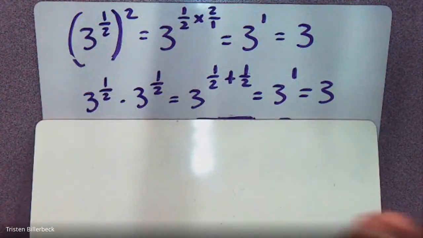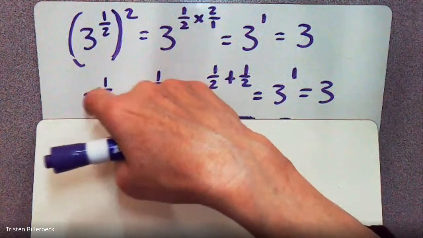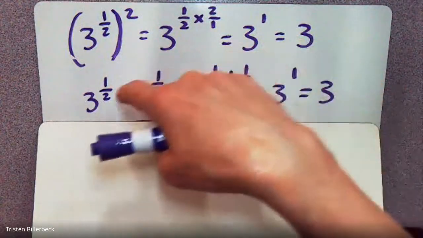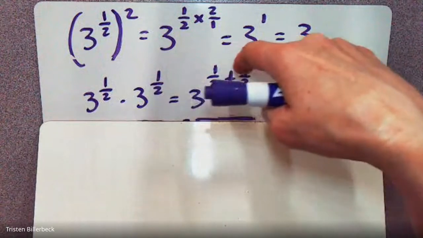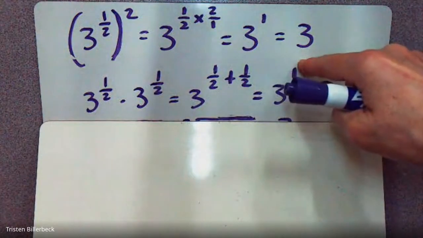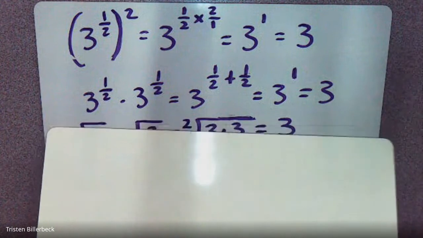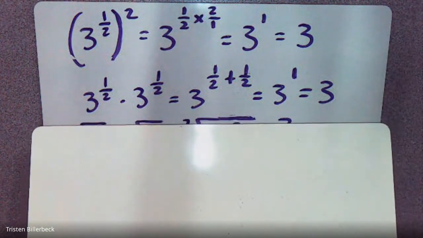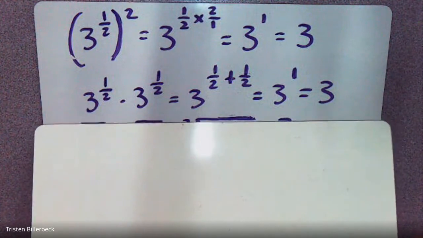So if we take the product, which means multiply them, 3 to the 1/2 times 3 to the 1/2, we can add the exponents. So 3 to the 1/2 plus 1/2 equals 3 to the 1, which equals 3. Now this is how I think about what 3 to the 1/2 is.